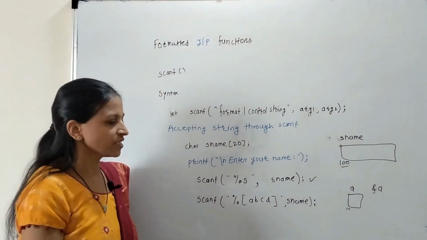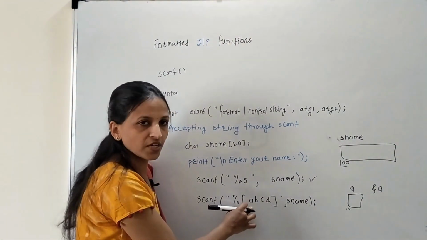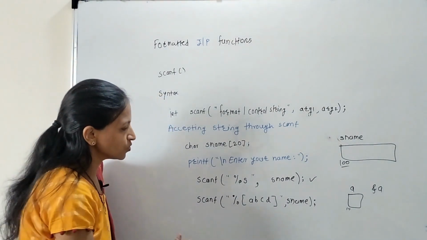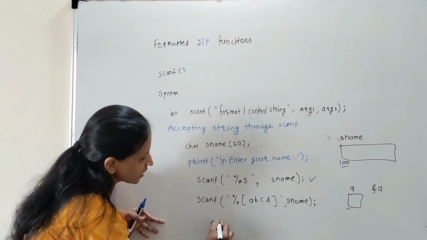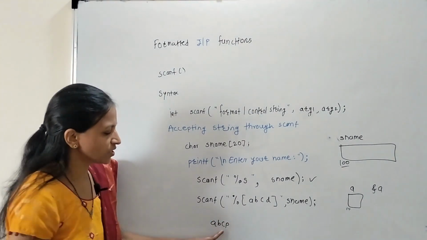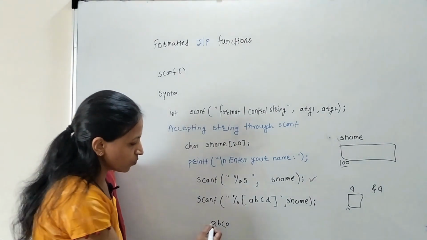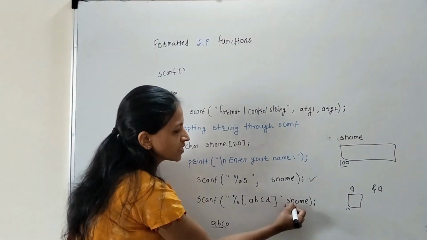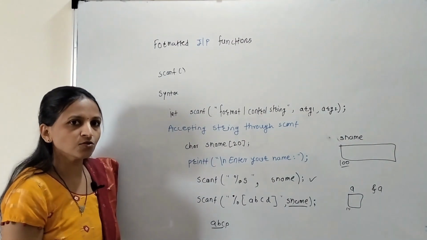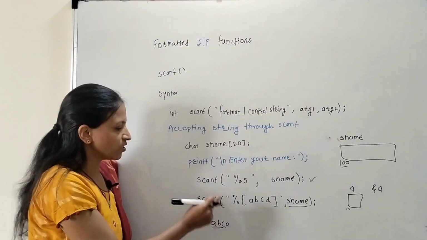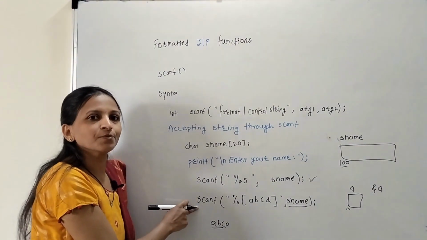Suppose the user is entering any other character than these, then it stops scanning. Suppose the user is entering a string like A, B, C, and after that the user presses P, then it will stop scanning and it will only store the A, B, C part inside that sname. This is how to restrict the characters inside a string while using scanf for accepting a string.